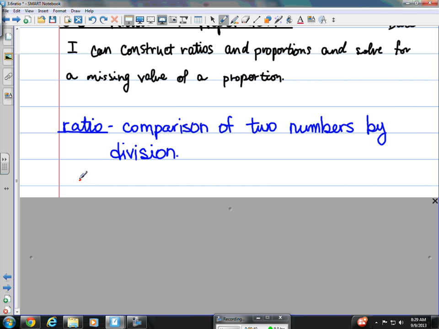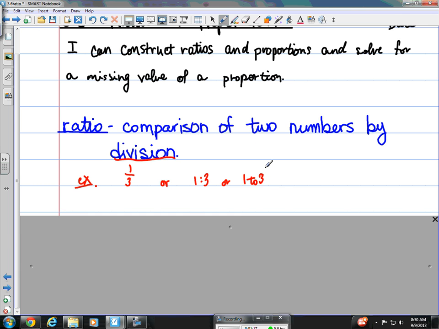Now, there's a couple of different ways we can see ratios written. The first way is with division, which means we'll use a fraction bar, like comparing 1 out of 3 people, so 1 to 3, 1 over 3. Or another way, you can see it written as 1, and then a colon, 3, or the words 1 to 3.